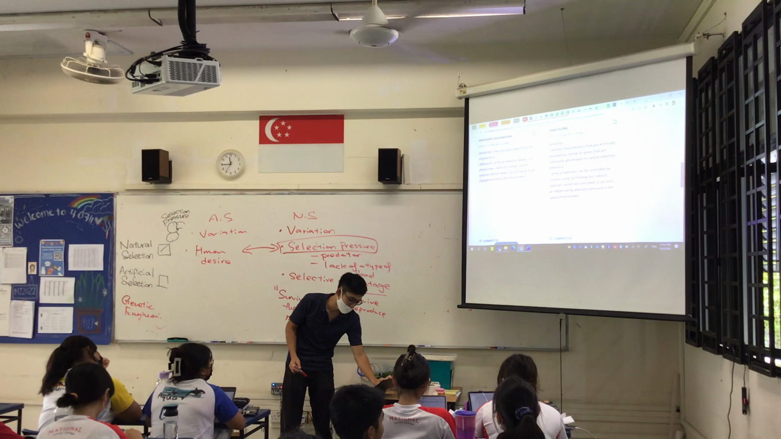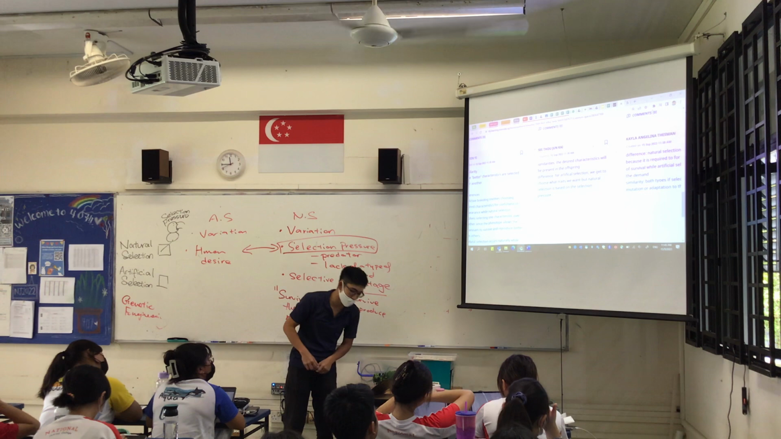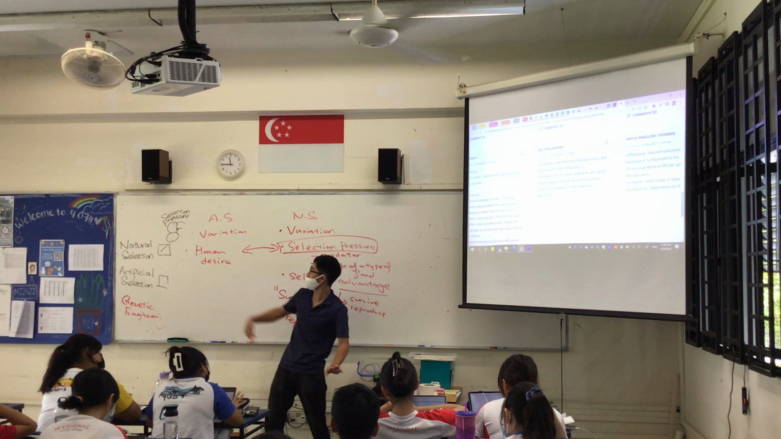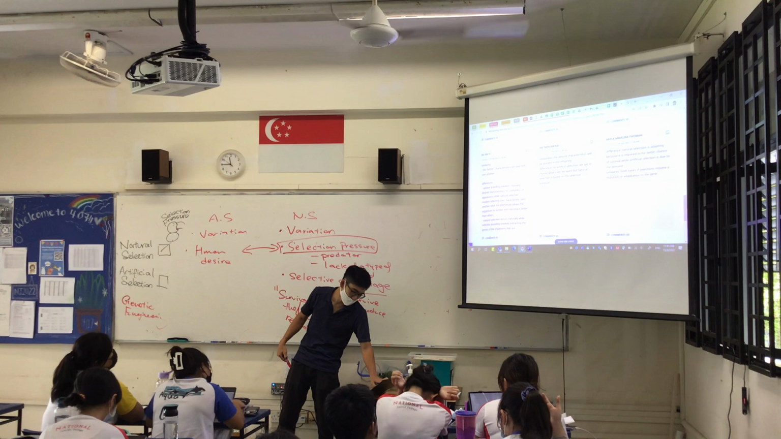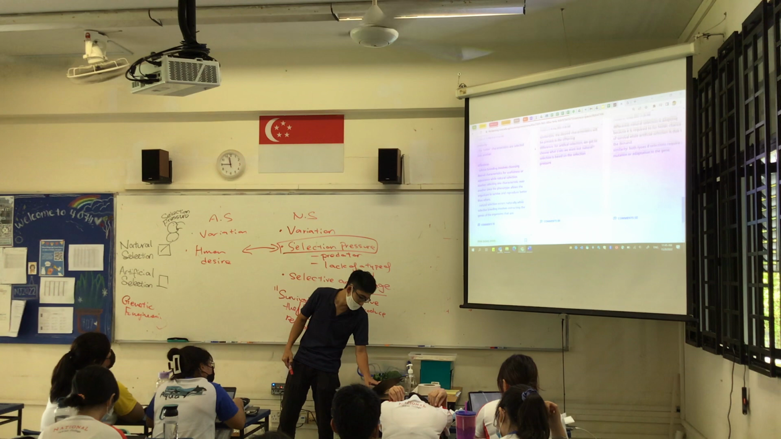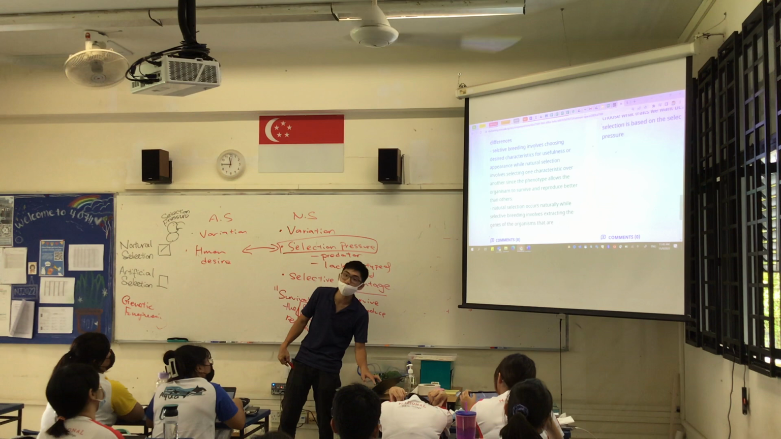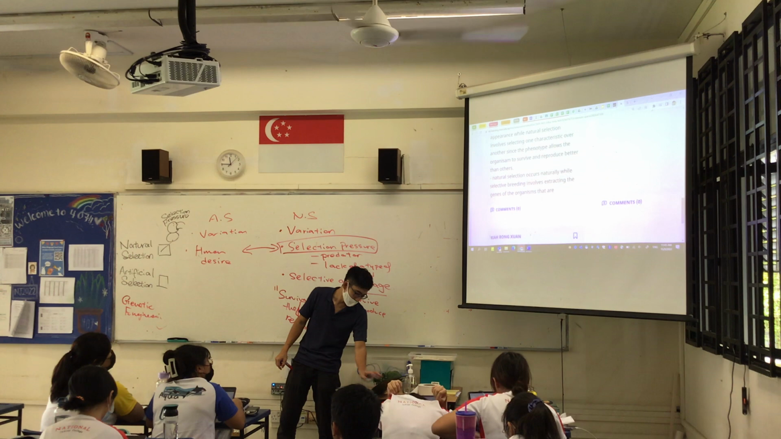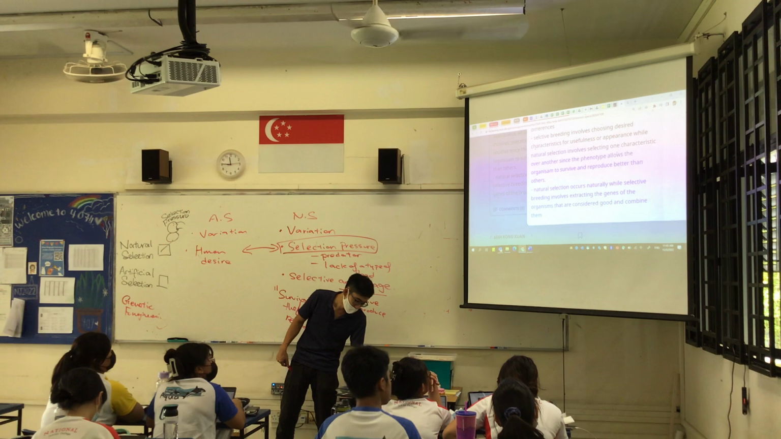Okay. Jing Kai says desired characteristics will be present in the offspring. Yeah. Desired in at least the human sense and the environment sense. A difference is that in artificial selection we get to choose, whereas natural is based on the pressure that exists. Maybe from C, breeding, selective breeding involves choosing desired traits for usefulness or appearance. For natural selection, it occurs naturally. Okay, what is the below part? Genes or organisms that are considered good, and combine them.